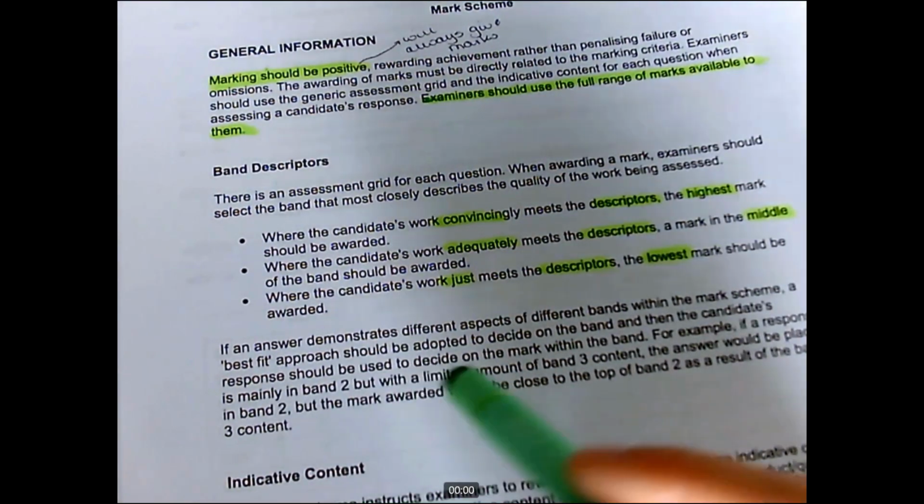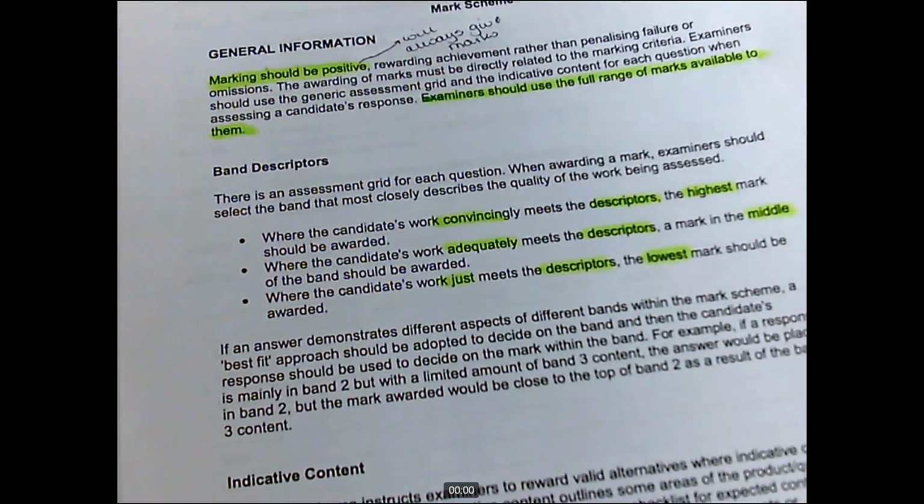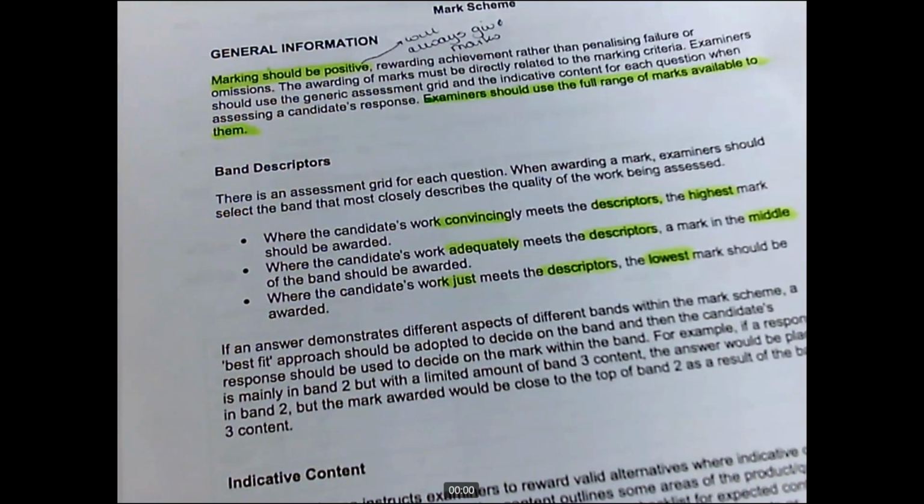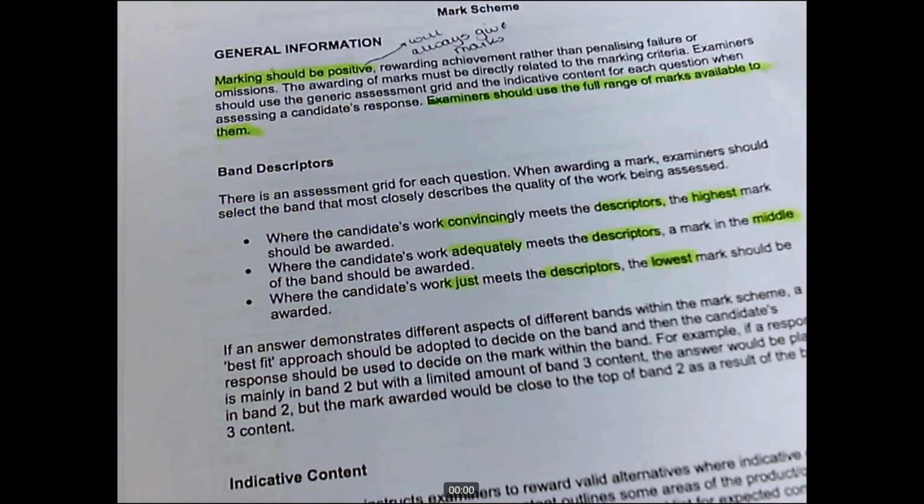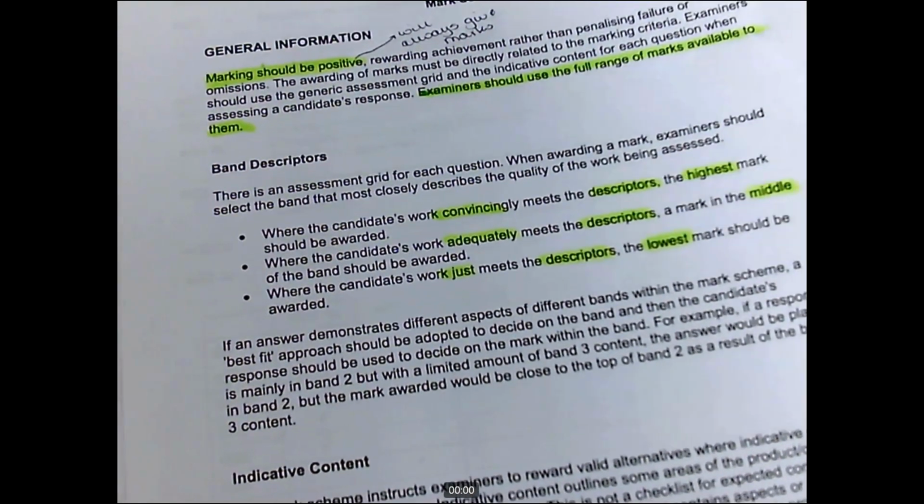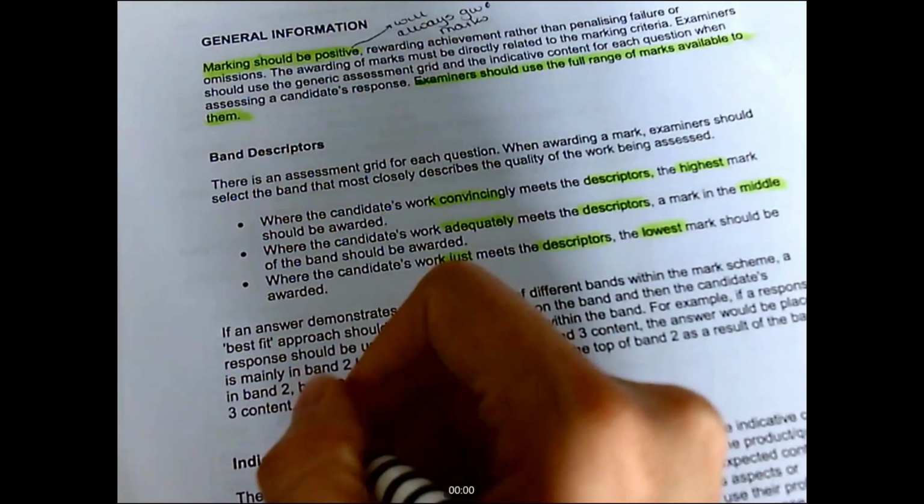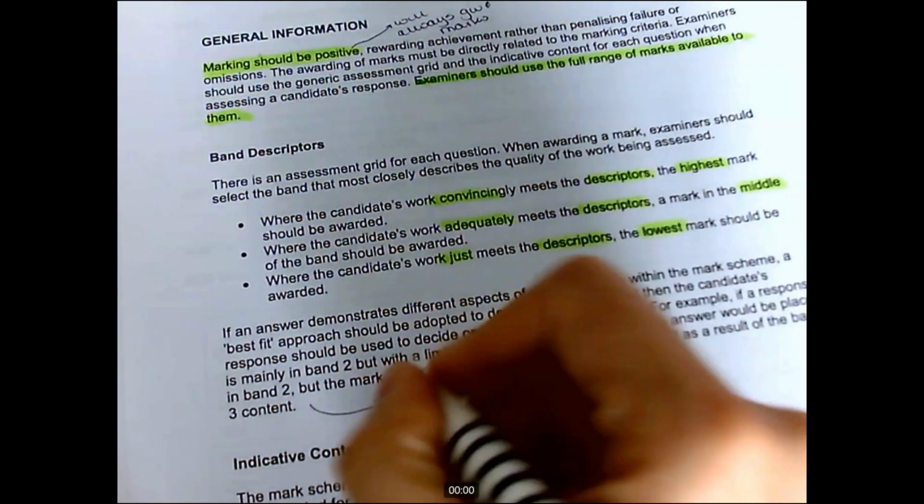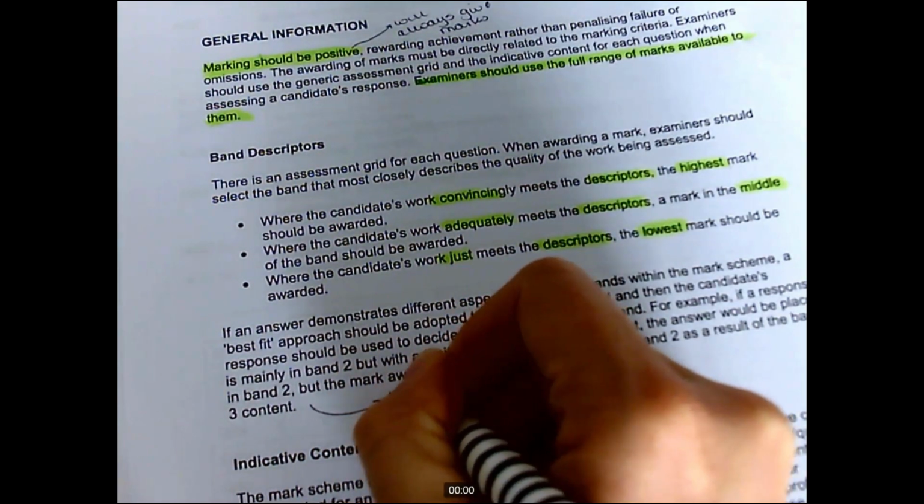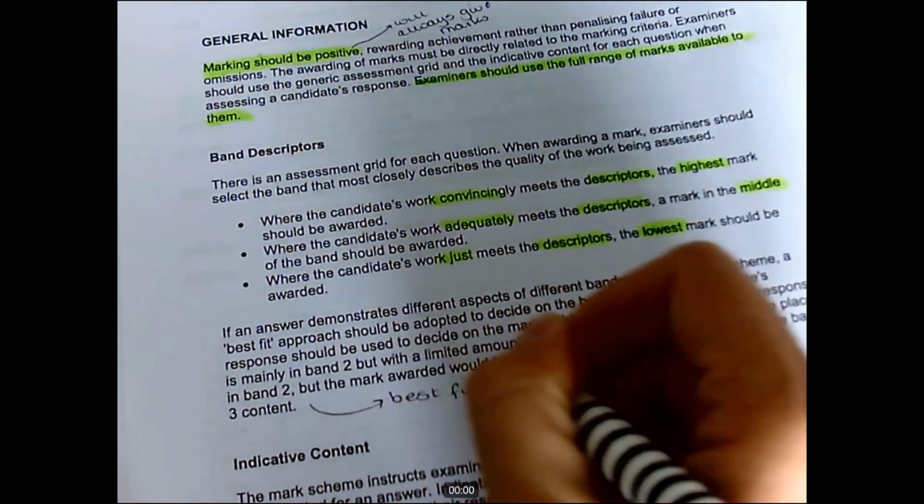If an answer demonstrates different aspects of different bands within the mark scheme, a best fit approach should be adopted to decide on the band, and then the candidate's response should be used to decide on the mark within the band. So that's a really waffly way of saying that basically it goes on best fit.